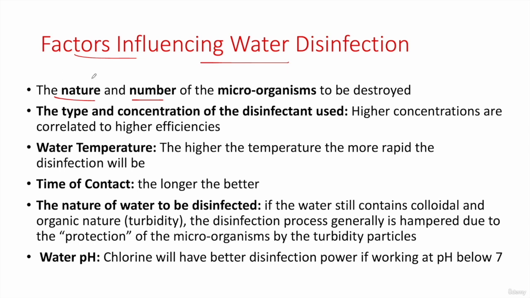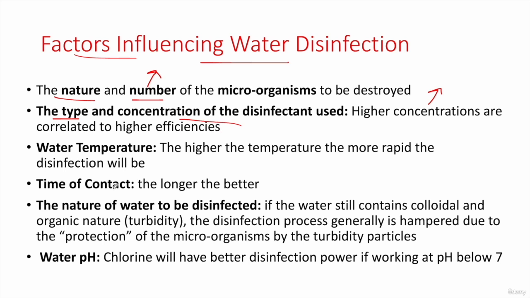So this is why it is very important to know what is the nature of the contaminants that are remaining in the water, and also the number of the microorganisms, because the higher the number of the contamination, the higher the concentration of the disinfectant is needed. So based on this nature and number of microorganisms, I can know the type and the concentration of the disinfectant that is used. The higher the concentrations, so for example, if I'm using chlorine, the higher the chlorine level, the higher the efficiency of the treatment.